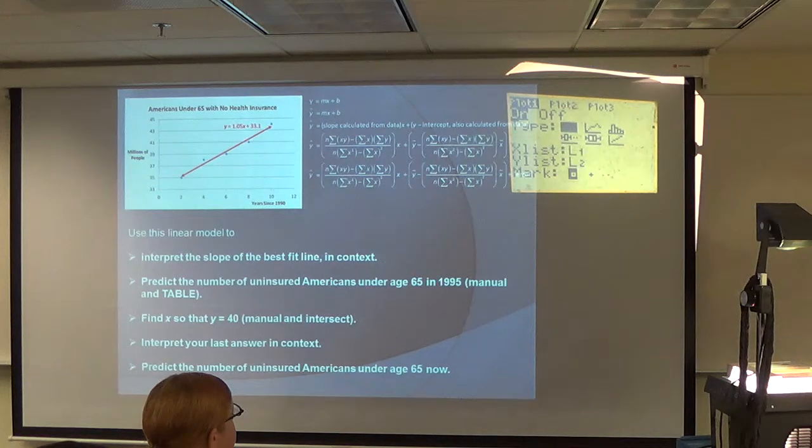Fingers crossed. X list and Y list, what should they be? They should be L1 and L2. Chances are, as soon as you turn the scatter plot on, it automatically says that. But if you ever need to get them, I believe on the top of page 3, it tells you how to get L1 and L2 if you need to put them in there. It's a second function hit and then a number hit. And then you're good to go. You're set up. Scatter plot's turned on. X list is going to be your data, the years since 92. Y list is going to be your uninsured in millions.